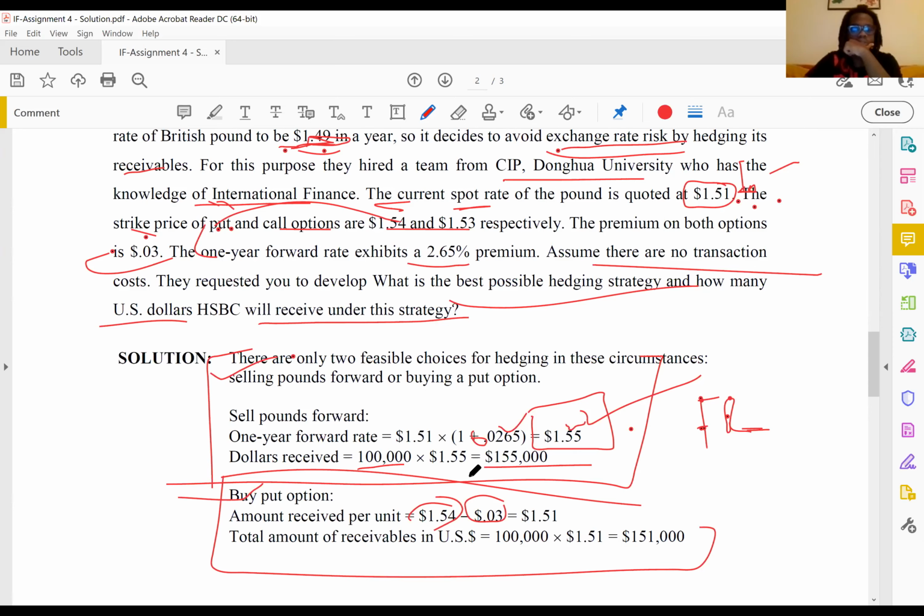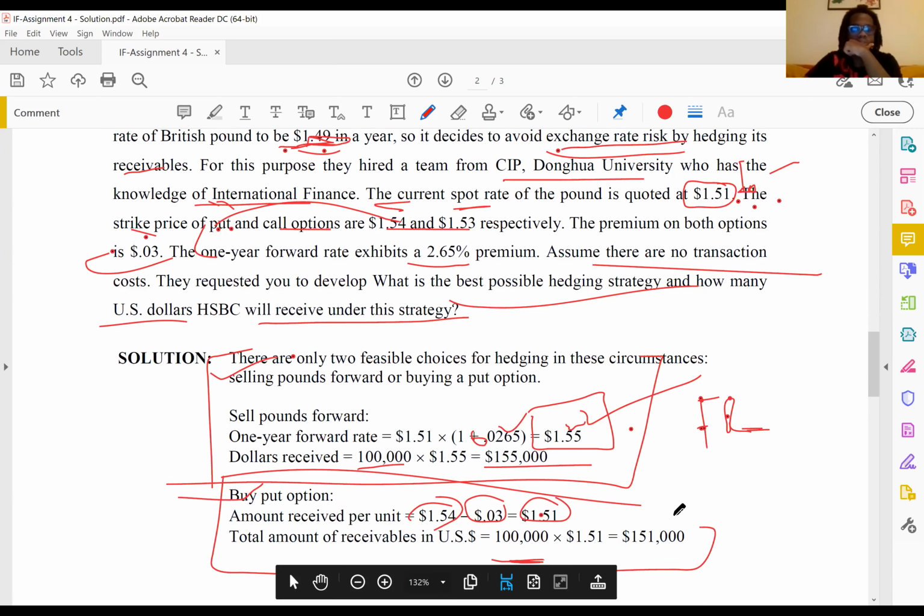1.54 you sell less the premium you paid. It means against £1 you will be receiving $1.51. So you multiply it with 100,000, answer would be $151,000. That's it. Right, everyone? No confusion?